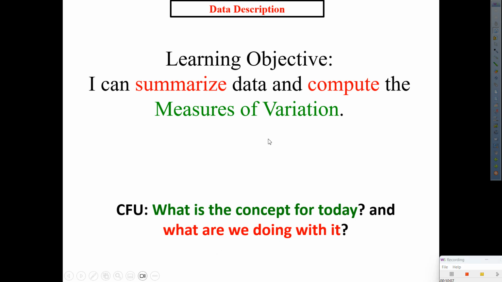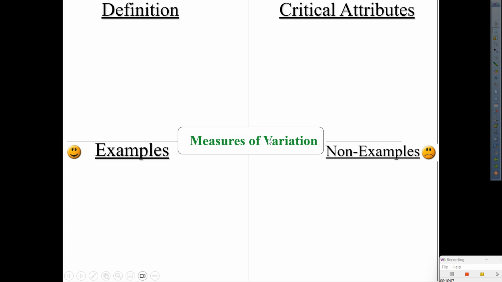Turn to your neighbor, remind them of a definition in your own words of measures of variation. Remind your neighbor, please. All right, type it on your screen, 30 seconds.